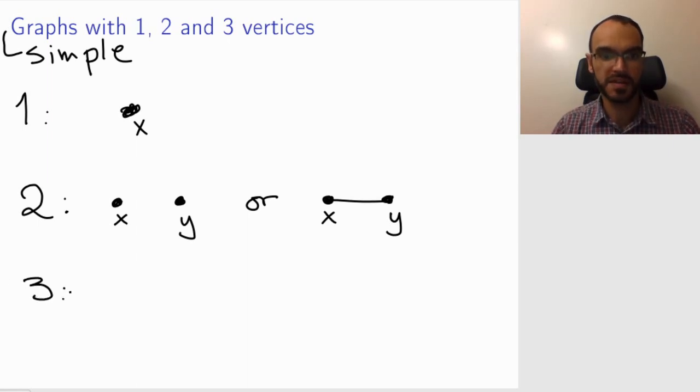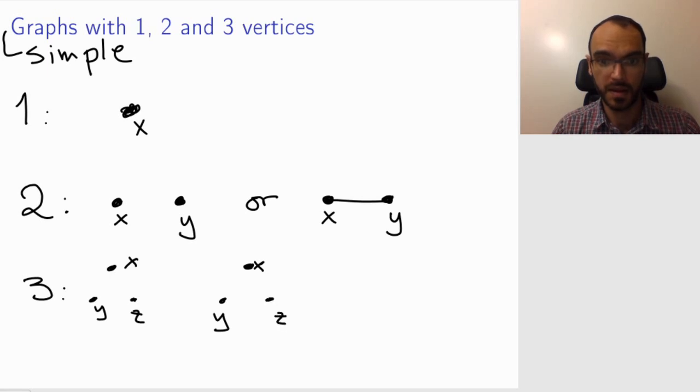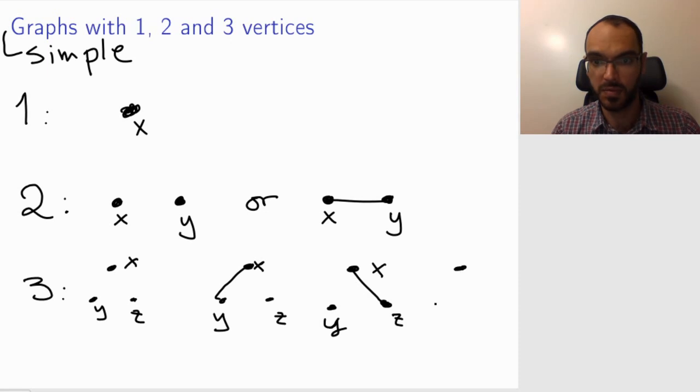With three vertices, we get different versions. We can have just the three vertices, X, Y, and Z, with no edges. We can have versions with one edge. With one edge, we can have the edge between our X and Y vertex. We can have the edge between X and Z. We can have the edge between Y and Z.